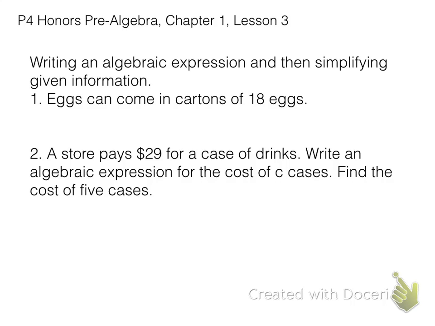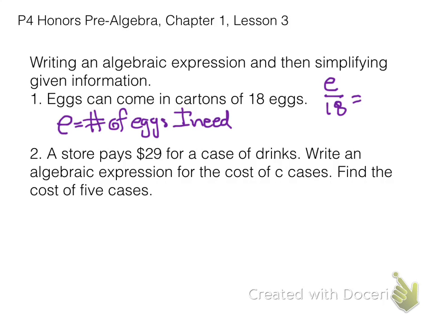Alright, so sometimes they're not going to give you the expression and you're just going to have to figure it out. So we have eggs that can come in cartons of 18. So if I make E the number of eggs I need, my expression would be E divided by 18 is equal to the number of cartons of eggs I need.